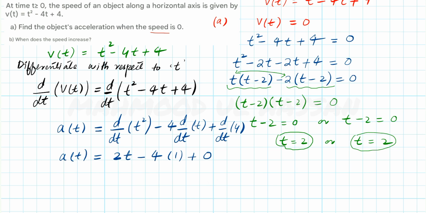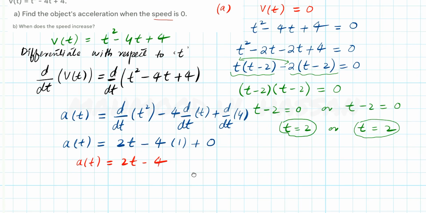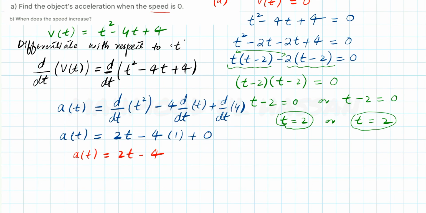Now we have the acceleration, that is a of t equals 2t minus 4. So now we need to put the value of t here. When t is 2, the acceleration at this point is a of 2 equals 2 times 2 minus 4, and 2 times 2 is 4, minus 4, that is 0. We can say that the acceleration at time t equal to 2 is 0. Got it?